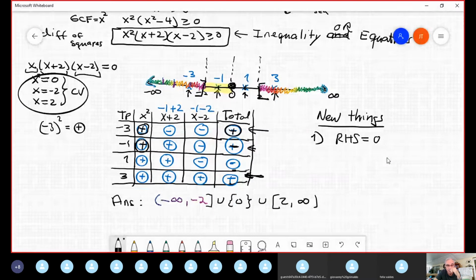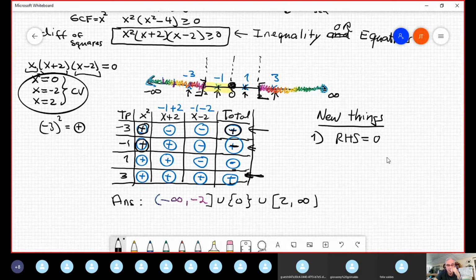The second new thing, important. Listen now, is that I can see that when you have one column of the factor that contains an even exponent, like a 2, like a 4, this column is always positive.